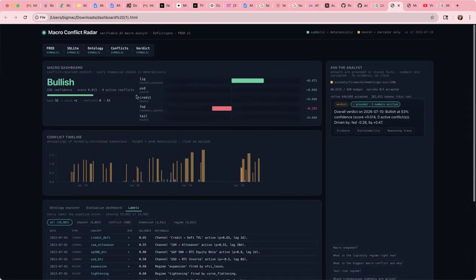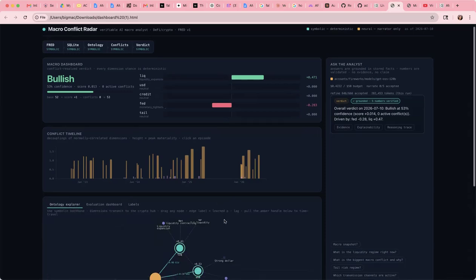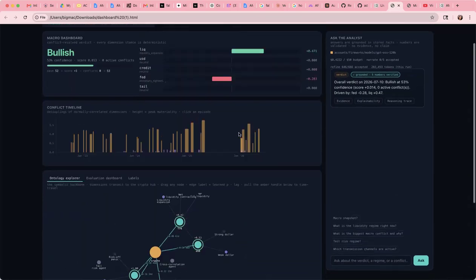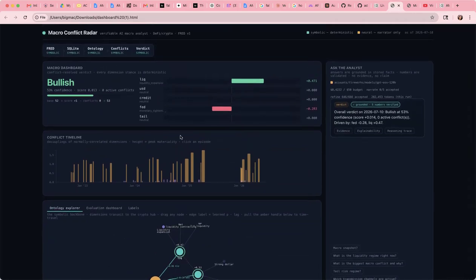Then it backtests also. Does this dimension actually work? It correlates each dimension's stance against Bitcoin's actual future returns to find its best lag and measure hit rate. So this is how the dashboard learns which of the five dimensions to trust more.